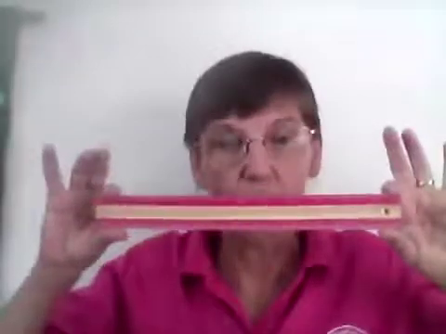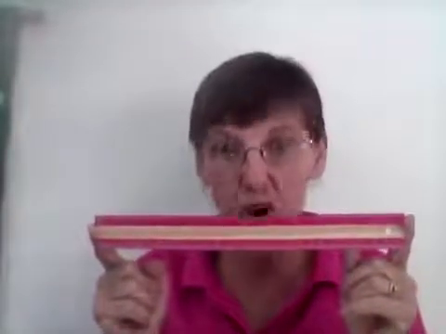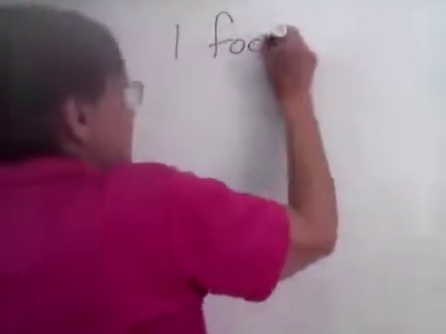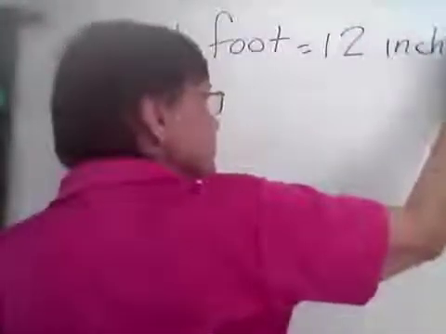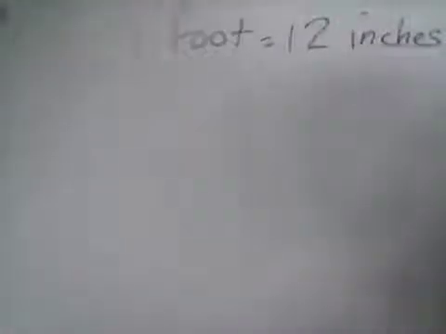Okay, but let's start with our ruler, okay? We call this a ruler. We use it to measure, right? How big is 1 foot? A ruler is 1 foot. 1 foot equals 12 inches, right? One foot equals 12 inches.